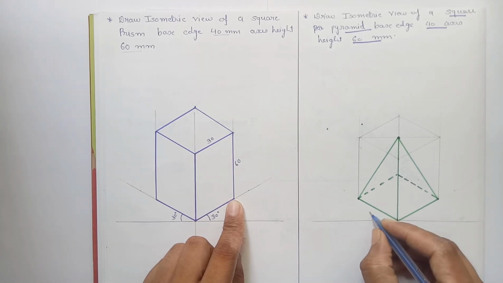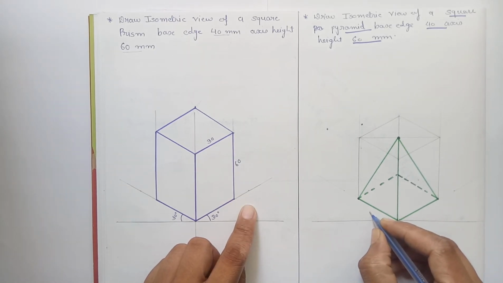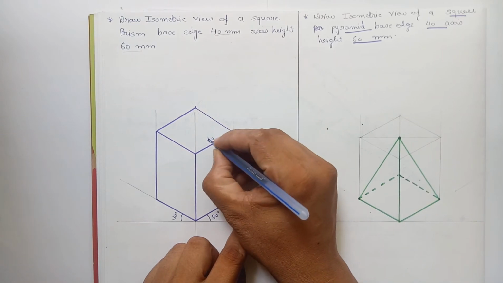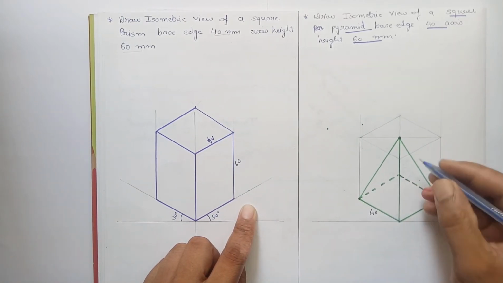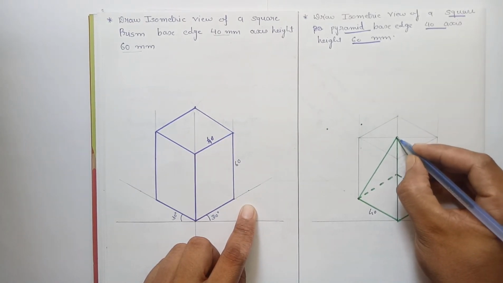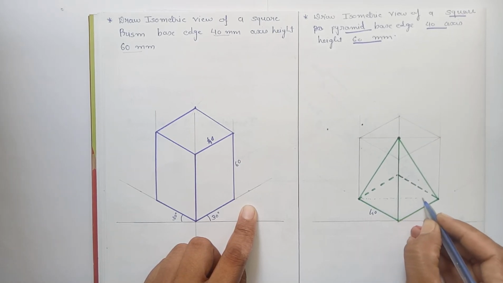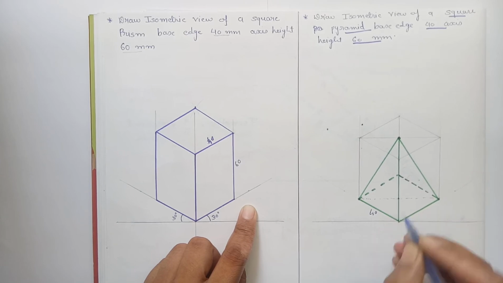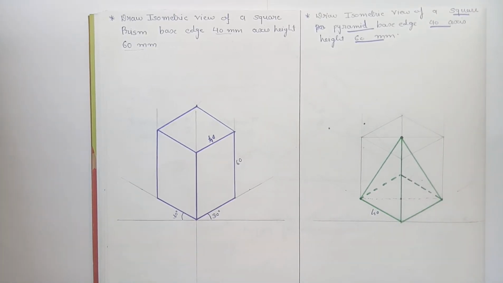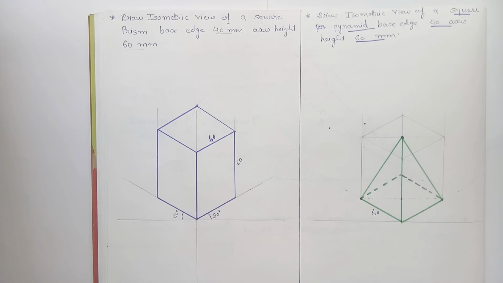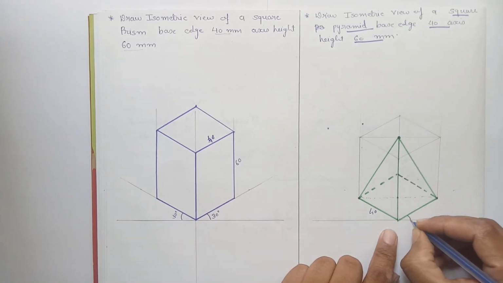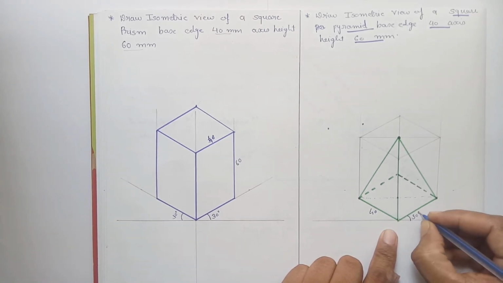having base edge length 40 mm and axis height, measuring it from here to the center of the base. So this will be the axis height. So this is the square pyramid, or 3D view of the square pyramid on the isometric axis, or isometric view of the square pyramid.